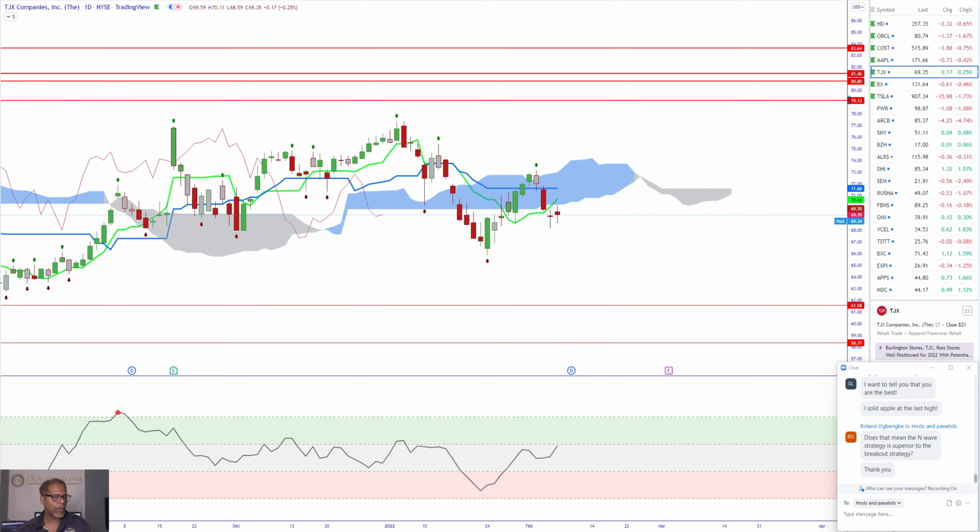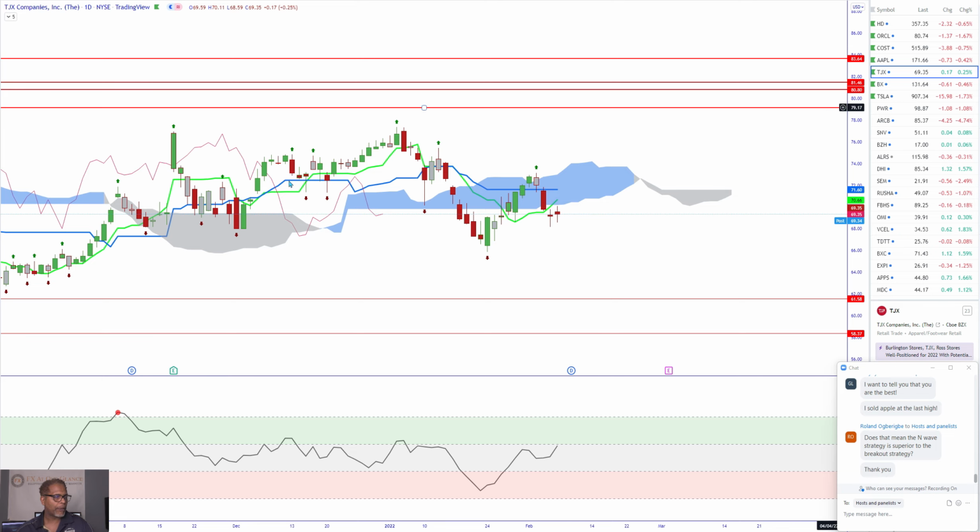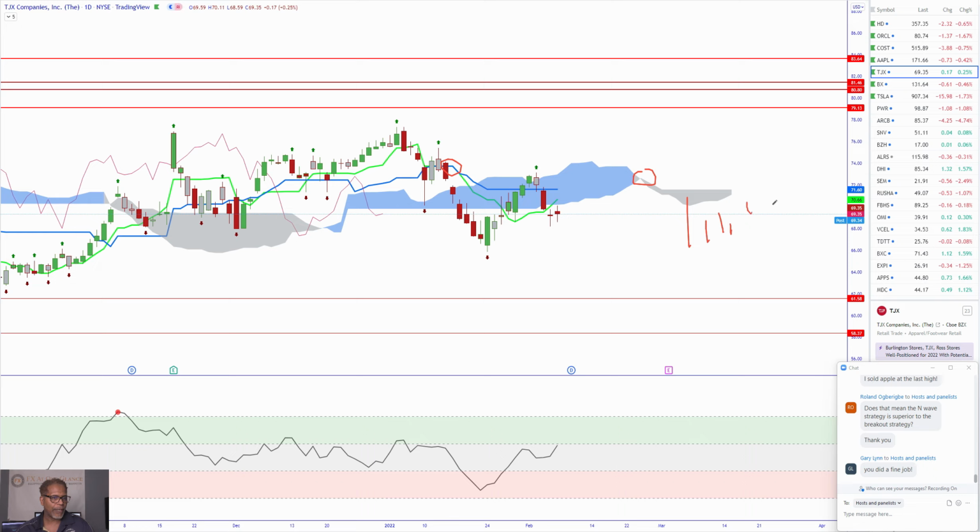I don't love this one per se. Looks too flat for me. Possibly going to push to the upside, but we're bearish on all aspects of Ichimoku anyway. You got a crossover here.